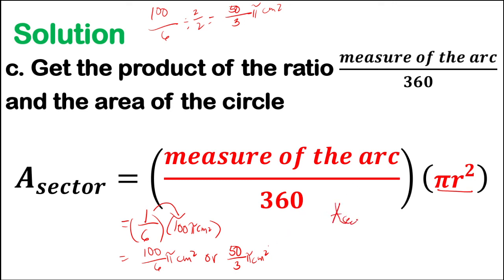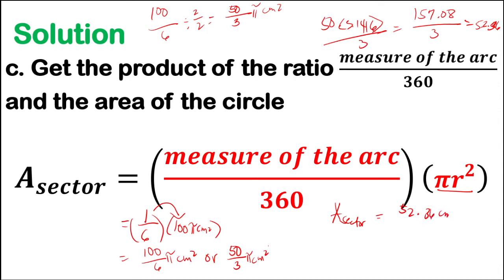The area of the sector is now equal to 50 times 3.1416 over 3. And 50 times 3.1416 is 157.08, divided by 3. That is equal to 52.36. So the area of the sector is 52.36 centimeters squared.